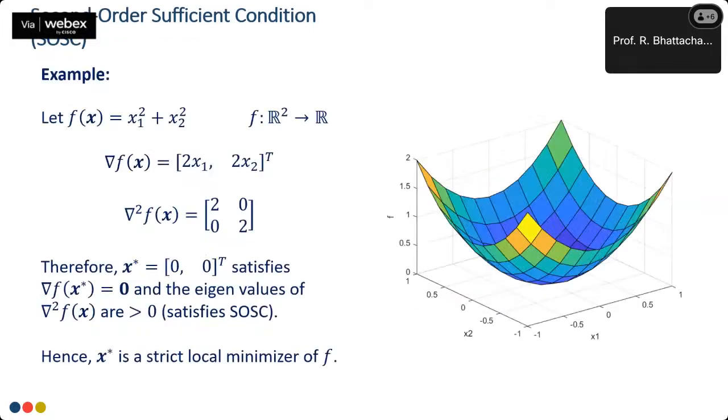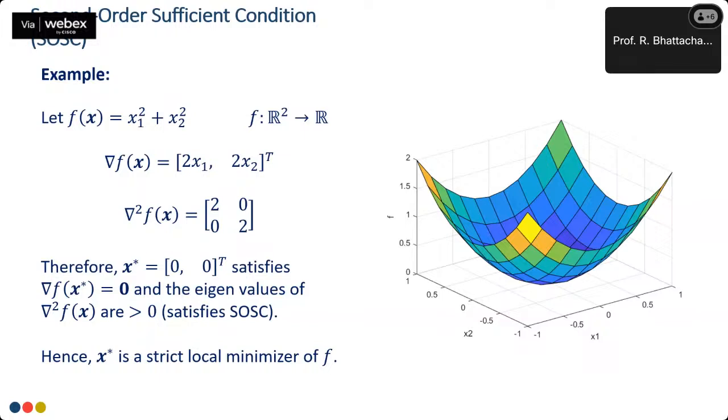So this is the case. A simple example is shown. Suppose f is a function of x1 and x2, and it is given by f of x is x1 square plus x2 square. So this can be stated as f from R2 to R, and the gradient of f of x here, you can find out, is 2x1, 2x2 transpose. And if you find out the Hessian, then it is a matrix 2, 0, 0, 2.